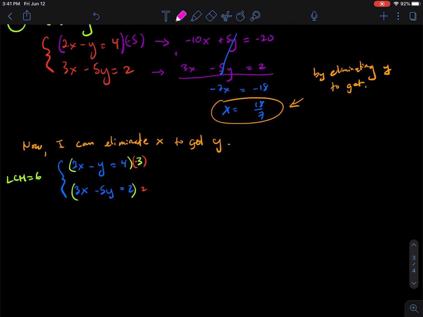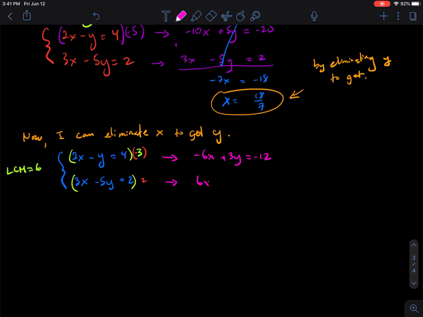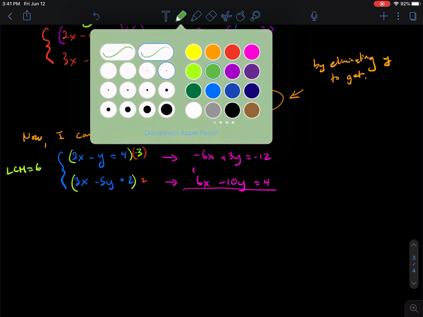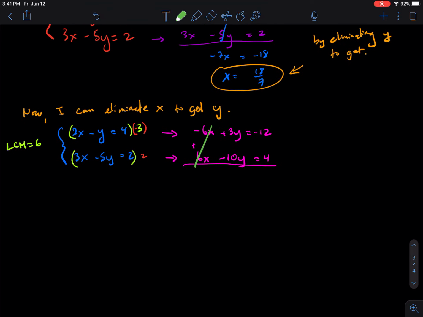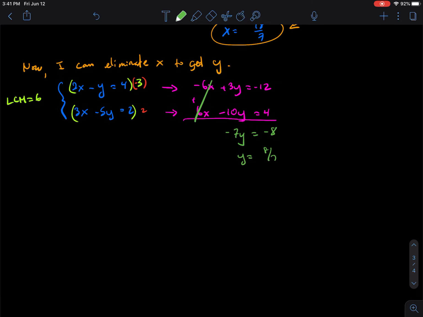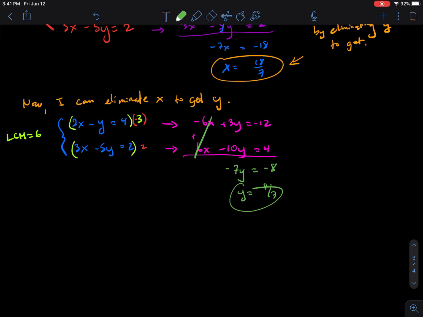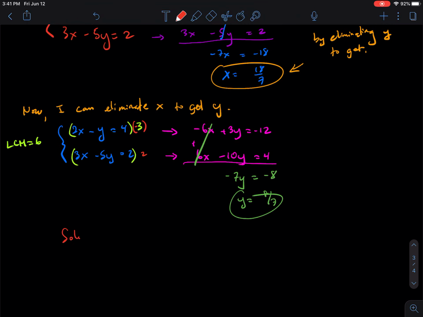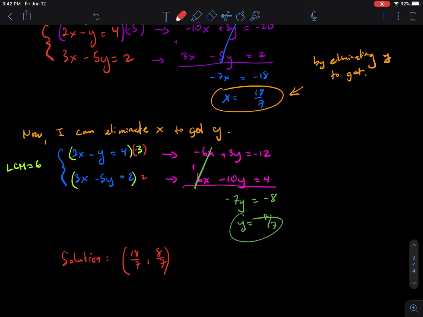Now if I do this, I get negative 6x plus 3y equal to negative 12. The second equation becomes 6x minus 10y equal to 4. Then I can add these two equations. The x variable should cancel out. That will give us negative 7y equal to negative 8. Therefore, y is equal to 8 over 7. And there it is. We got x and y. Our solution, as an ordered pair, is 18 over 7 and 8 over 7. That is our solution. Look how fast we got that.